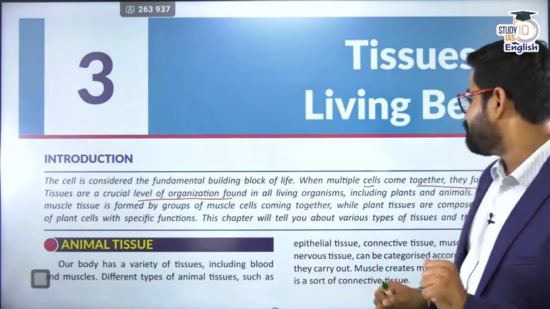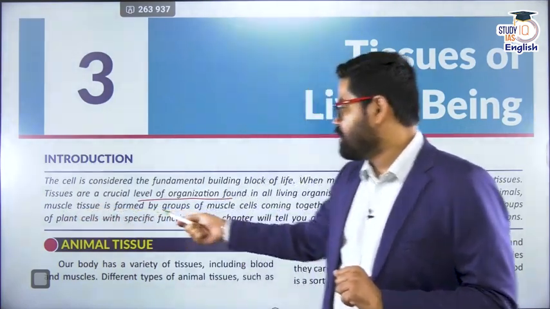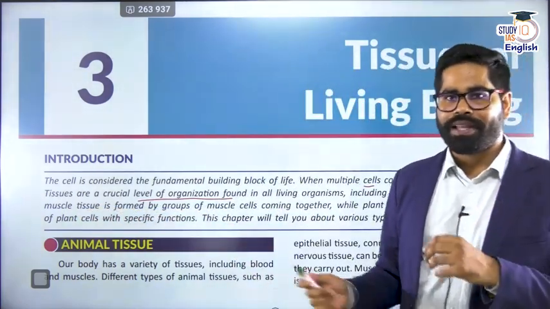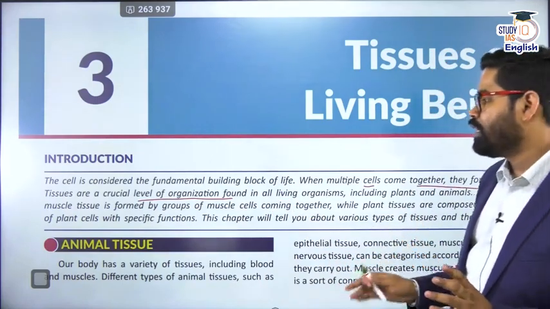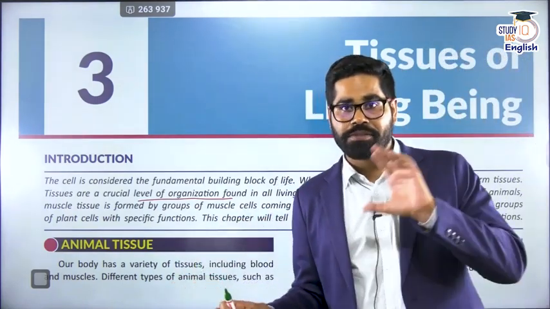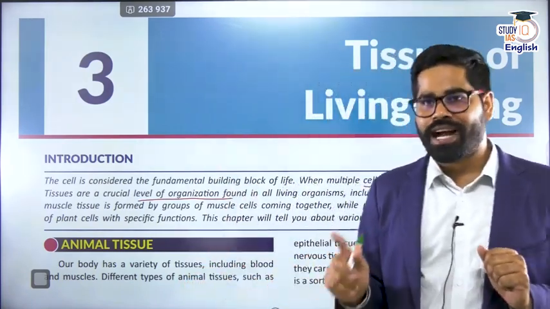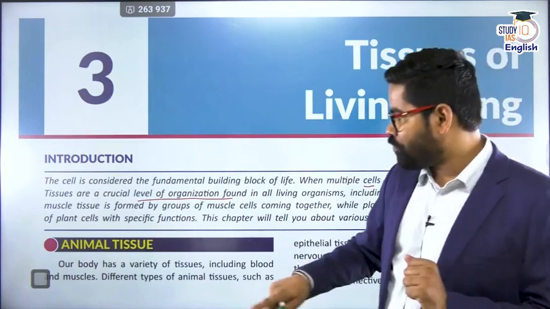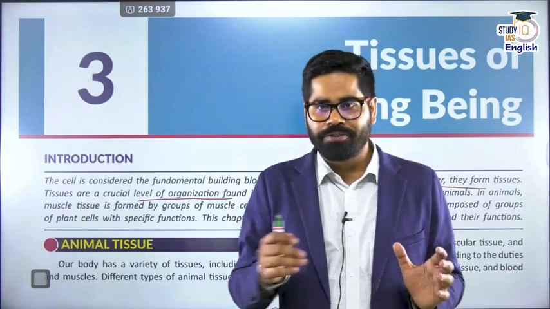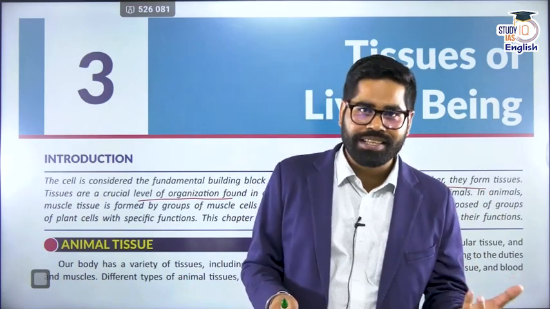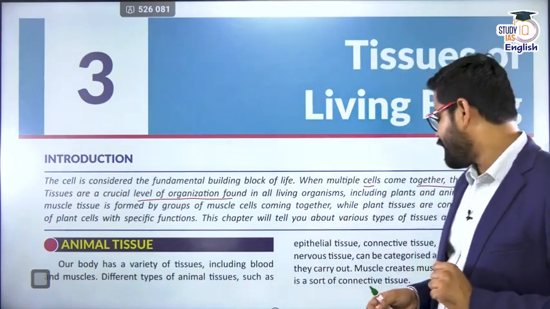Now, here you can see that in the case of animals, muscle tissue is formed by a group of muscle cells, while plant tissues have different plant cells with specific functions. In this chapter, we will also see how their tissues are different. But first of all, we are going to start with animal tissue. We are going to see what the different types of animal tissue are and what role they play in our body.